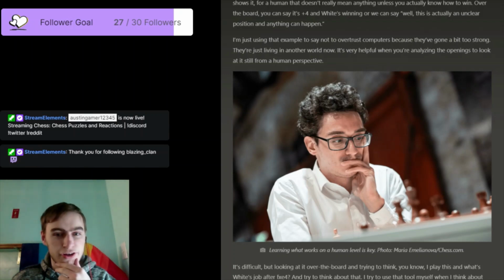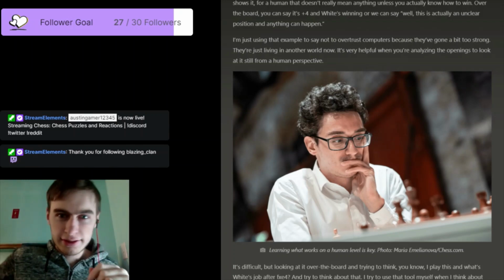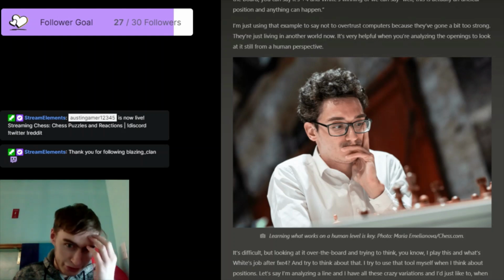It's very helpful when you're analyzing the openings to look at it from a human perspective. Yeah, that's another thing. Hikaru is really good at differentiating between this move being a really human move and that one not. Whenever he looks at a line the computer gives him, he could be like, no, that line is way too computer-like, he's most likely not going to see it. That's a part of the reason why I really like Hikaru as well. Obviously he's a GM, so he has a lot of experience playing chess and everything. But man, he's really good at that.